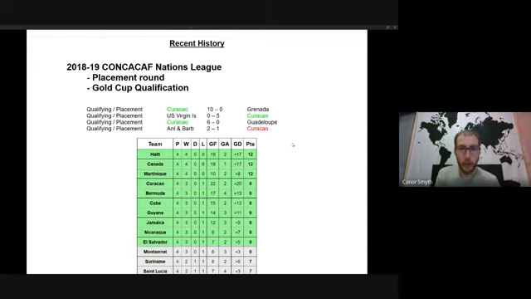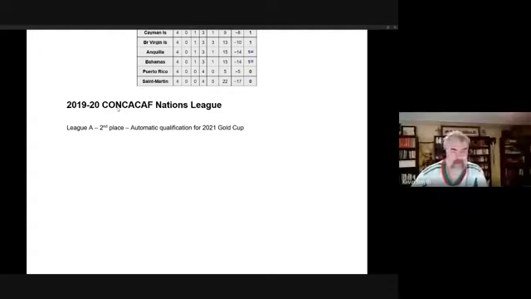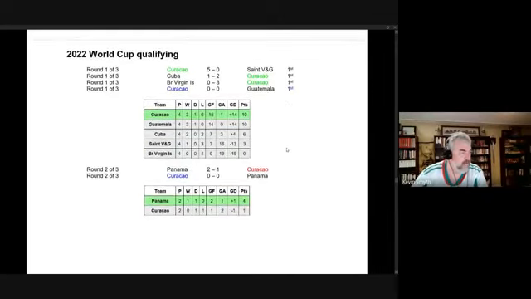In 2019-20 Nations League A play, they bested Haiti and tied Costa Rica away to finish 2nd. So they will remain in League A for the 2022-23 season. Wow, good for them. They're becoming a bit of a second-tier team in the region. Let's see how they fared in World Cup qualification.